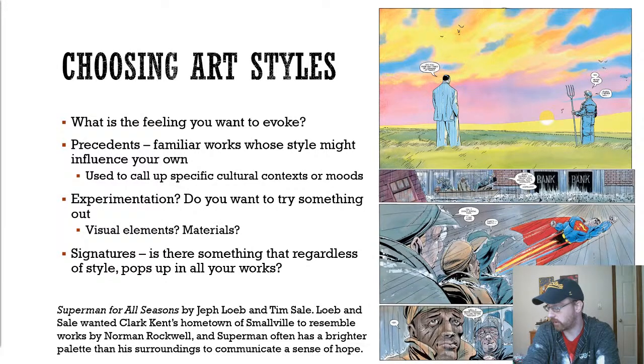So here's another Loeb and Sale comic called Superman for All Seasons. And they did a few things to establish the art style. So a lot of the characters are drawn in the way that Tim Sale draws characters, but it feels very different from Batman Year One, where it's just, let's have lots of inky blacks in the panel. They looked at, well, when we were in Smallville, we want it to feel like a Norman Rockwell painting.